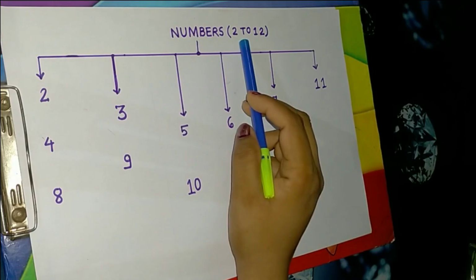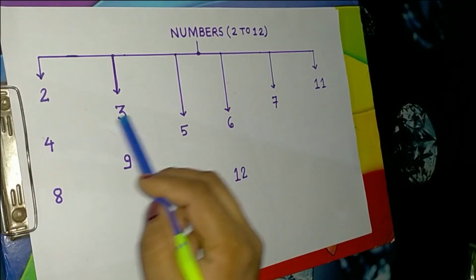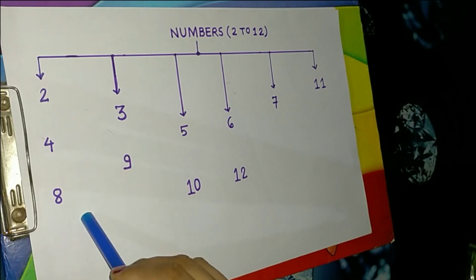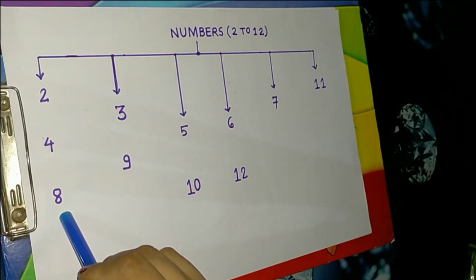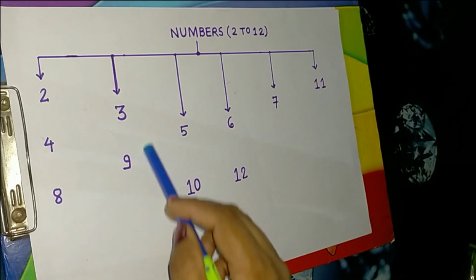Let's start. Here I kept numbers 2 to 12 into 6 groups, and each group contains a few numbers, and numbers are kept together in a single group on the basis of similarity in their divisibility rule.